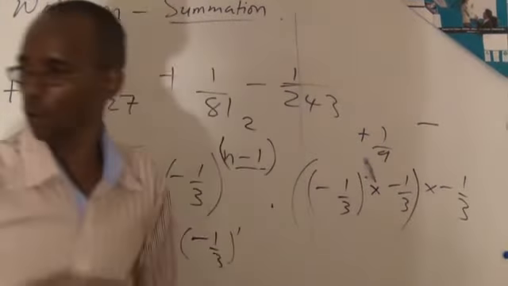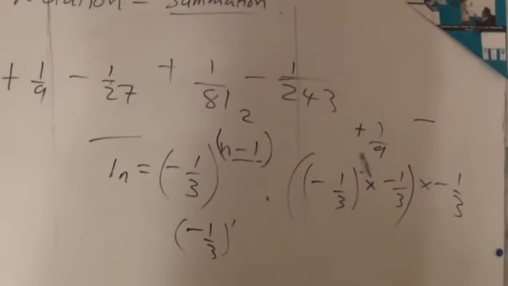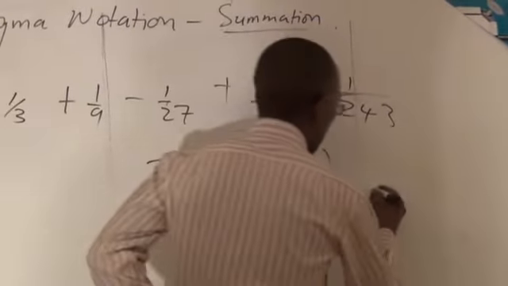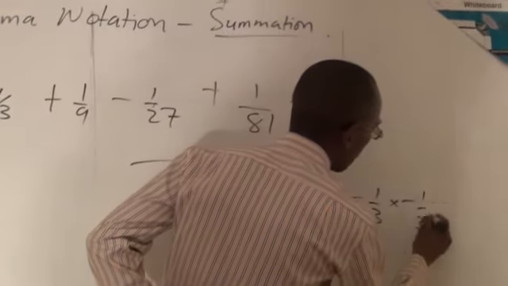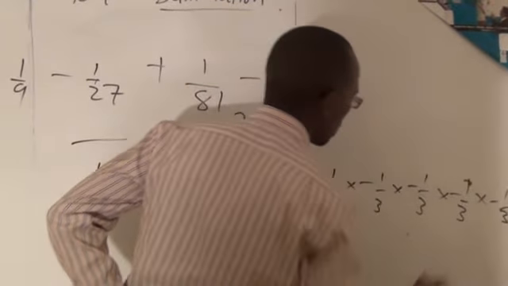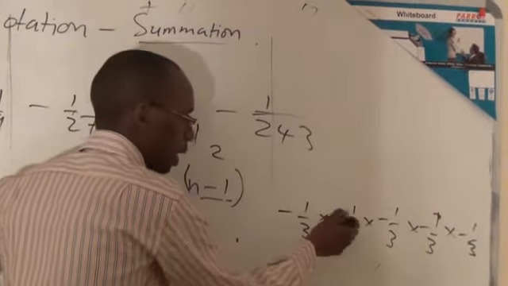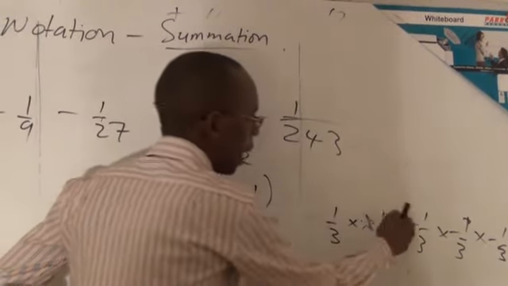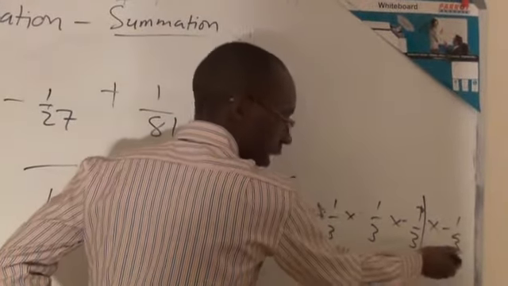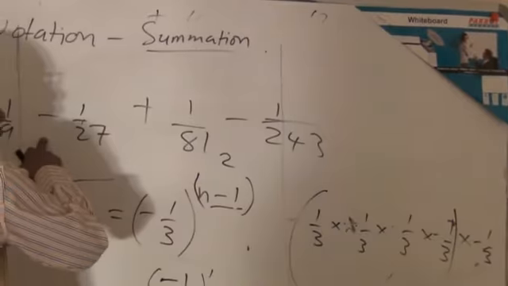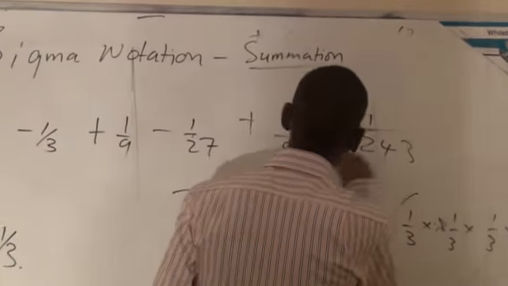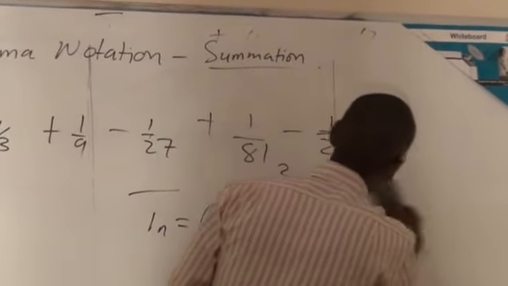If my power is now 5, which means n equal to 6 here, this would give me minus 1 over 3 to the power 5. Minus 1 over 3 times minus 1 over 3 times minus 1 over 3 times minus 1 over 3 times minus 1 over 3. Check what's going to happen. Minus times minus gives me a plus, correct? But now I'm left with a minus. So I'm multiplying a plus with a negative. That's why we end up with a negative term. Okay? Minus 1 over 243.